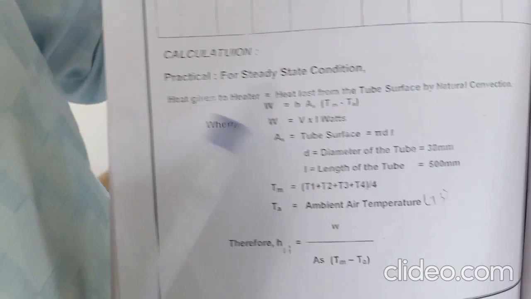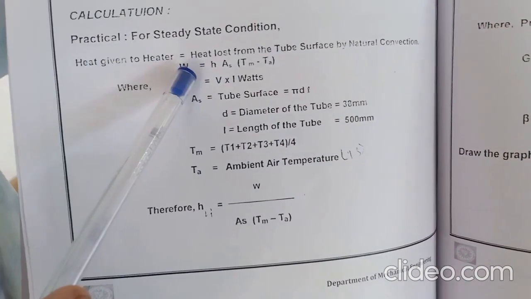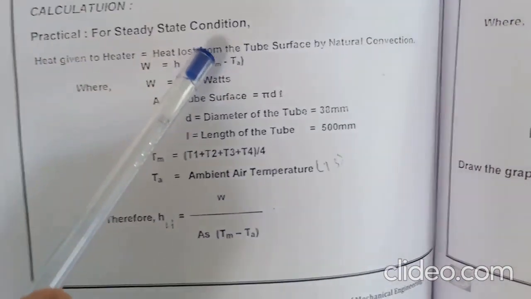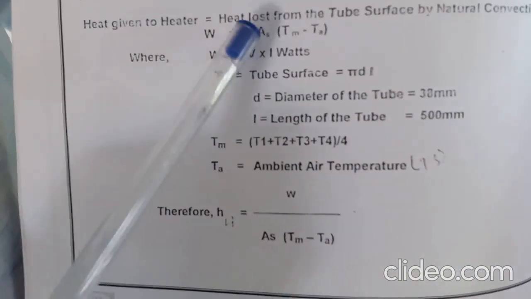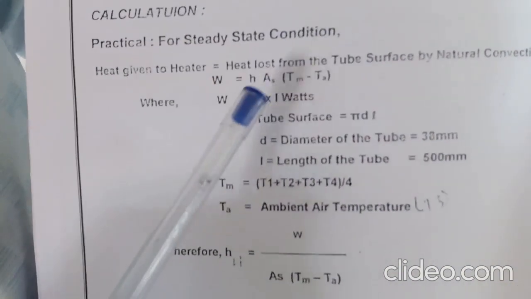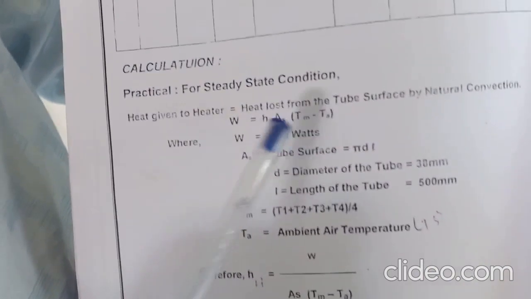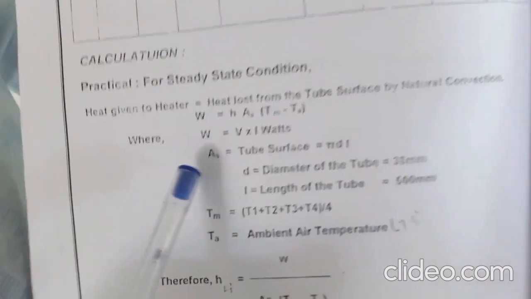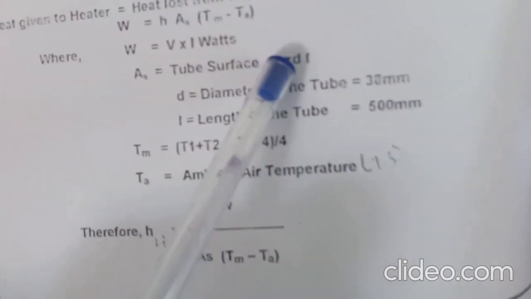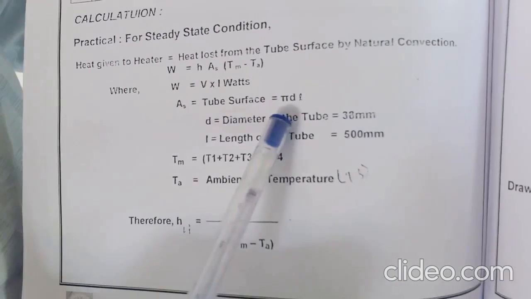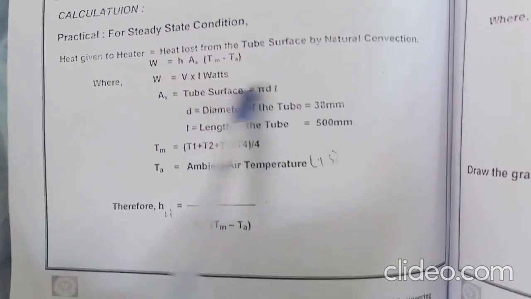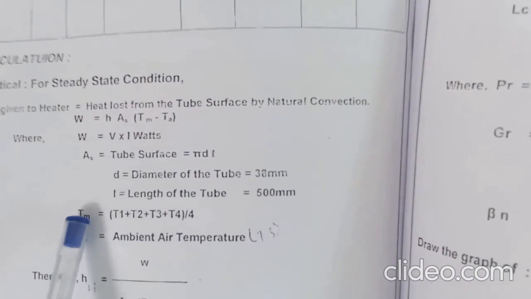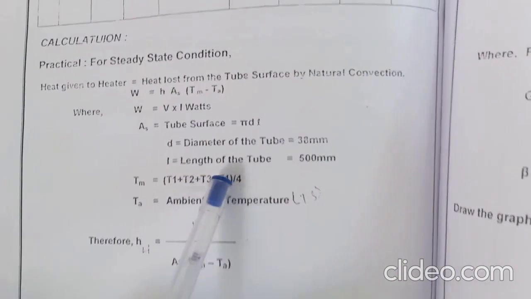To calculate the practical heat transfer coefficient, we use this formula. According to Newton's law of cooling, Q, or W, is equal to HA delta T, as I already told earlier, HA (Tm minus Ta). W is equal to V into I, so we take the product of voltage and current to get Q. A is the surface area, that is pi d L. The diameter and length of the tube are given, and you substitute to get the area. The mean temperature Tm is from T1, T2, T3, T4, taken from the indicator.